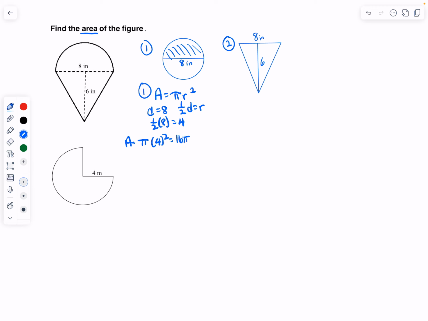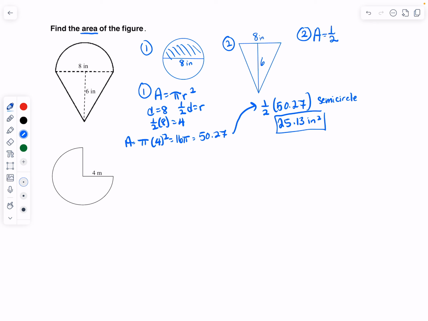And when I multiply that out, I get 50.27. But remember, that's for an entire circle. So what I'm going to do is halve 50.27 to get the semicircle. And when I halve that, I get 25.13 inches squared. So that is the area for that semicircular figure on the top. So the first one. Now the second one, I have to find the area of a triangle.